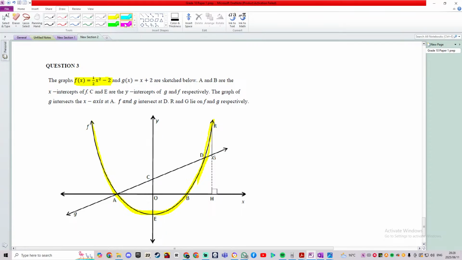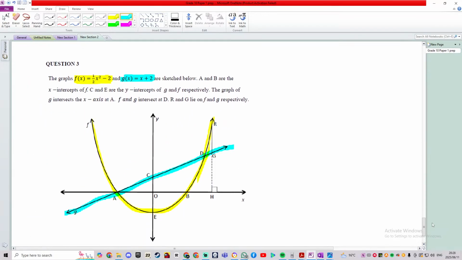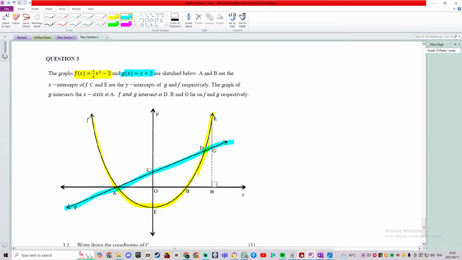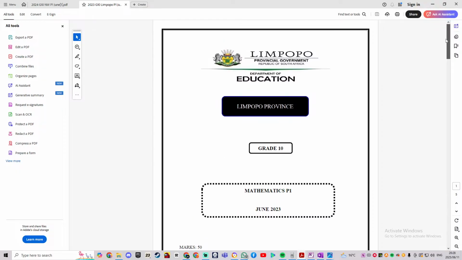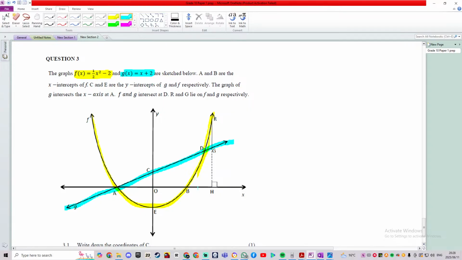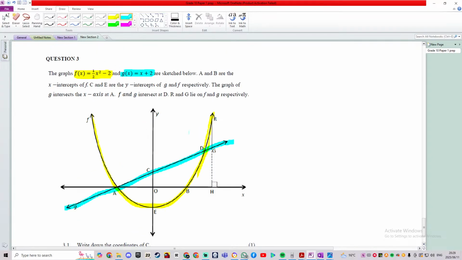Then let me highlight g of x, this graph here. Again, just to summarize what we're doing, we're going to question 3, but this is from the Limpopo paper 1 of 2023. Okay, question 3. Those are the two graphs sketched below.